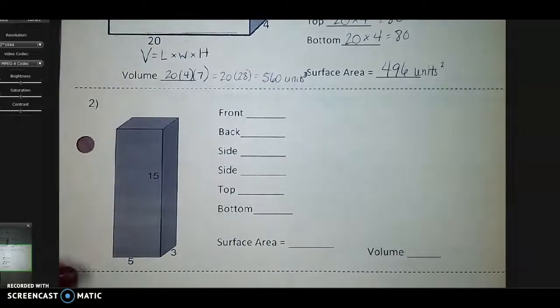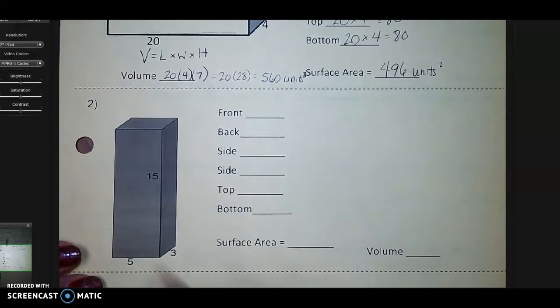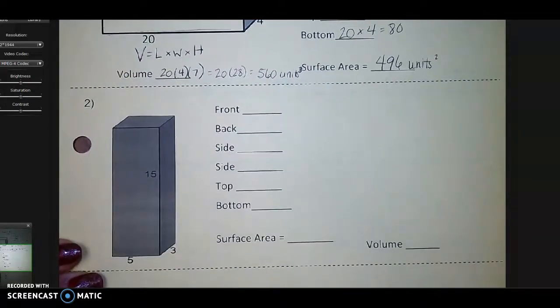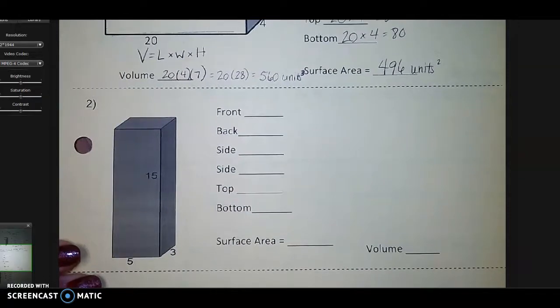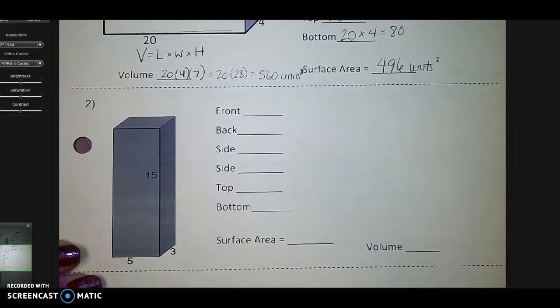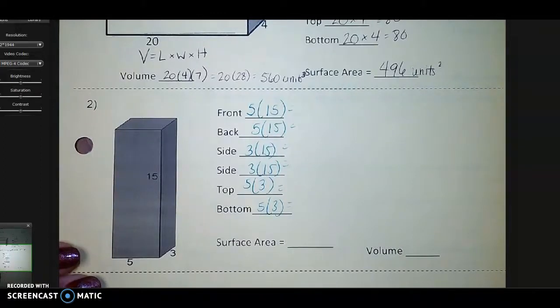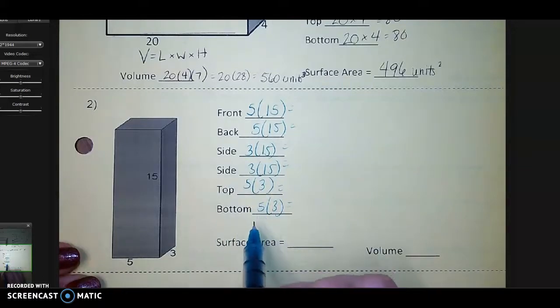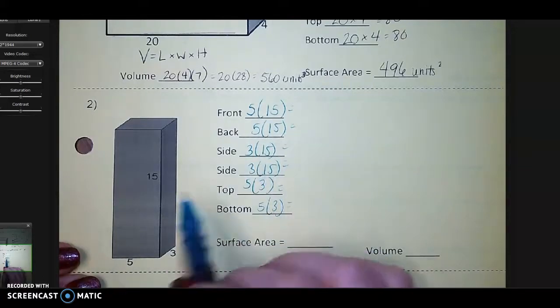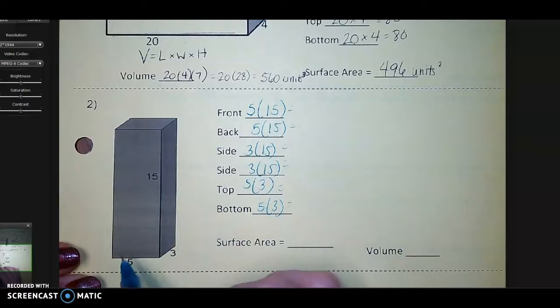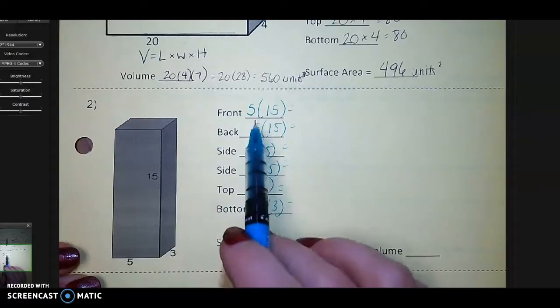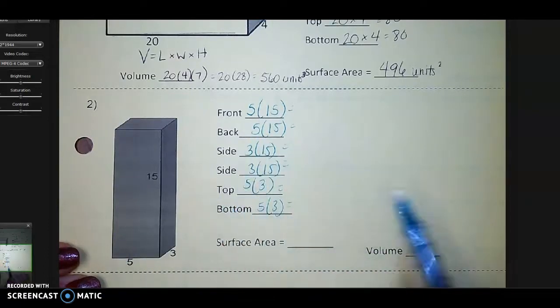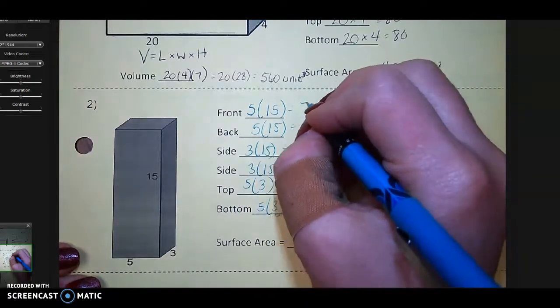Our next one, same idea. It's just that this rectangular prism is standing up. So I'm going to do the same thing that I did to the first one. You should pause right here and then come back and see if you have it right. All right, so once again, 5 times 15, 3 times 15, and 5 times 3. So you know when you're doing the surface area of a rectangular prism, there's going to be 3 measurements, and as long as all of them get multiplied by each other, you know you've hit them all.